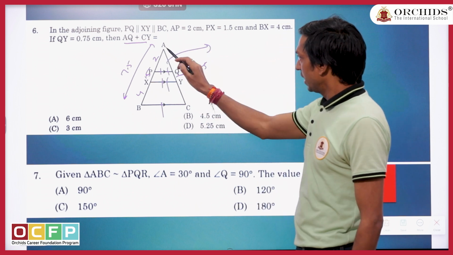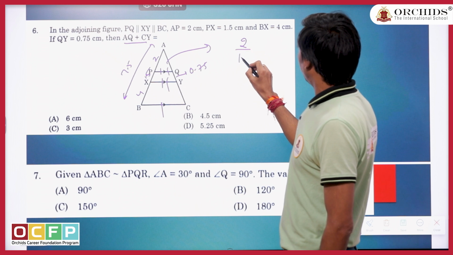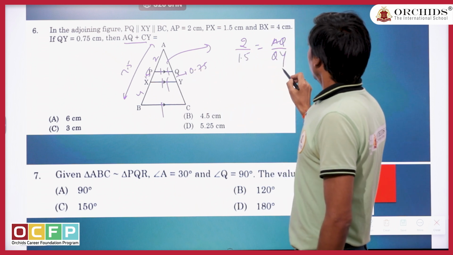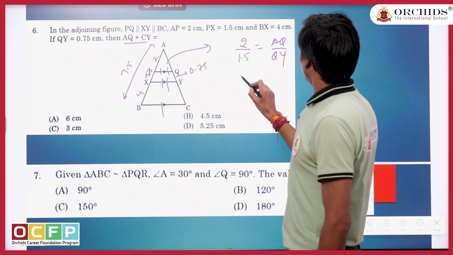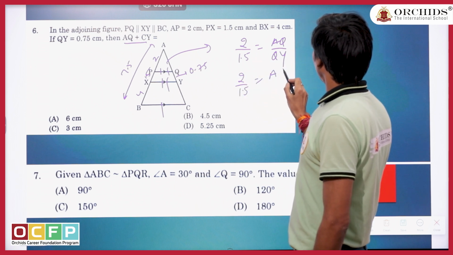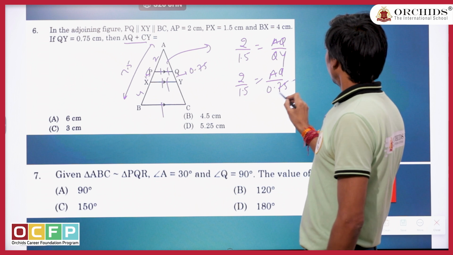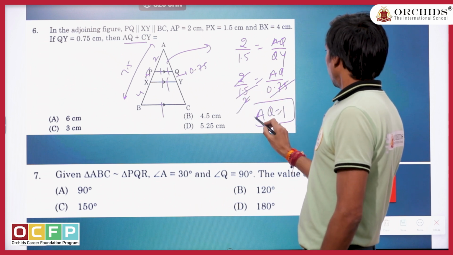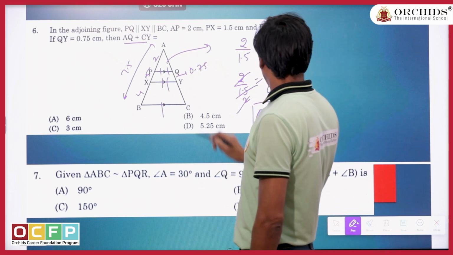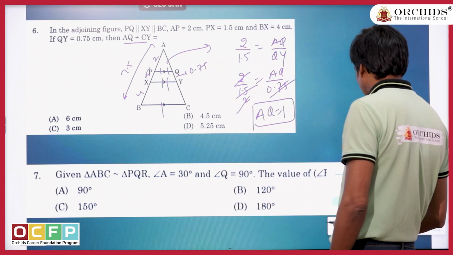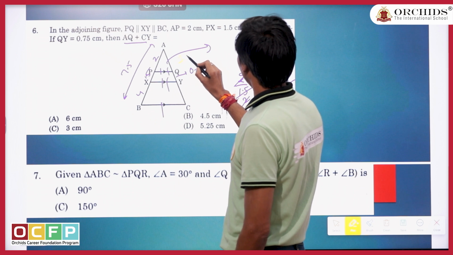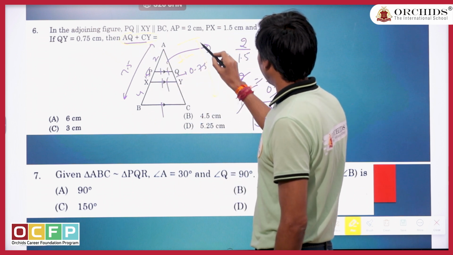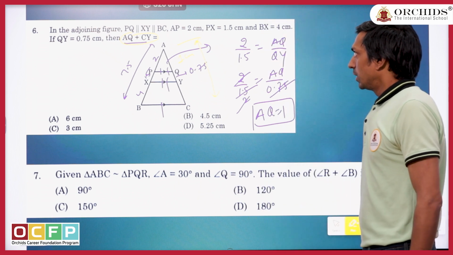So what I can say from there, AP upon PX, means 2 upon 1.5, is equal to AQ upon QY, and QY distance is already given, so 2 upon 1.5 is equal to AQ upon 0.75. So 0.75 will cancel with this, and AQ distance will come out to be 1. But we are not interested in AQ. We are interested in this length. If I get this value of AC, I can find the value of the required result.